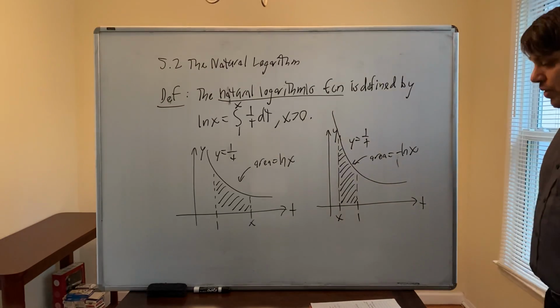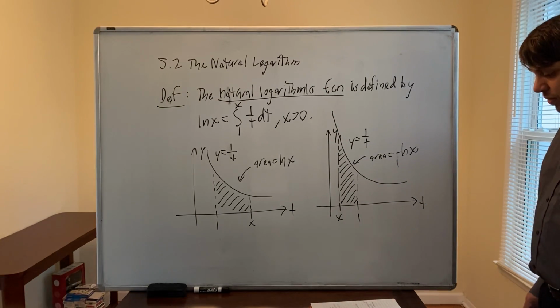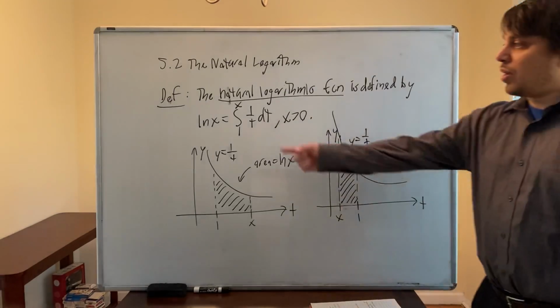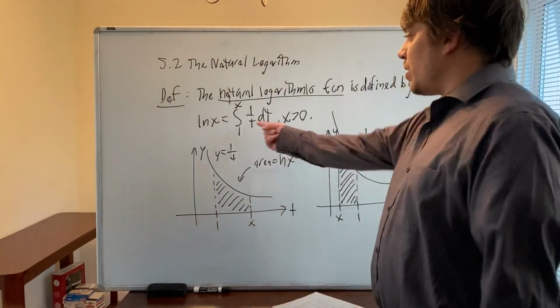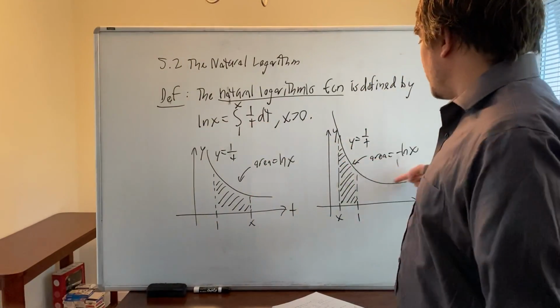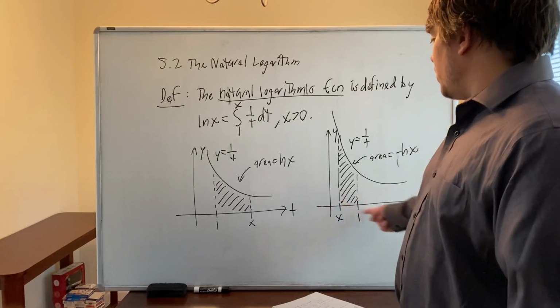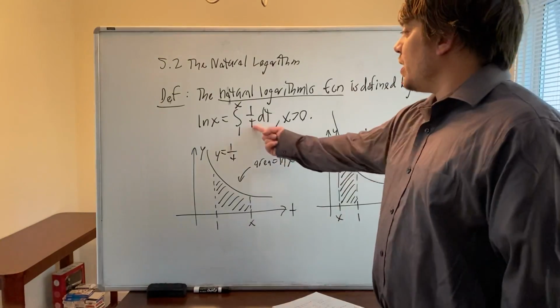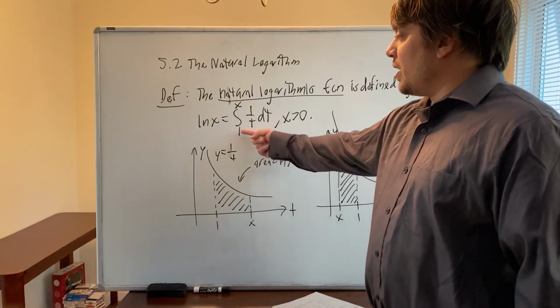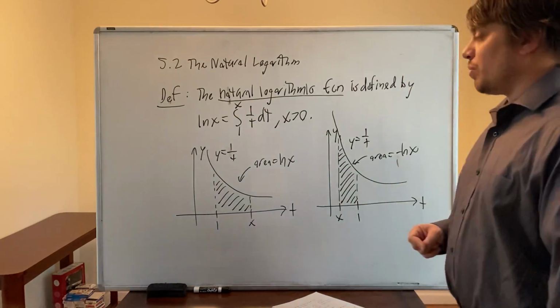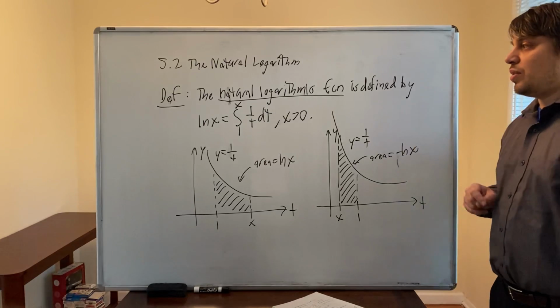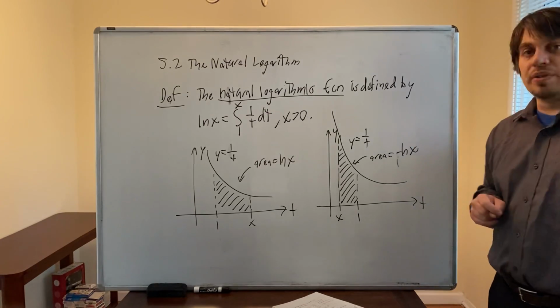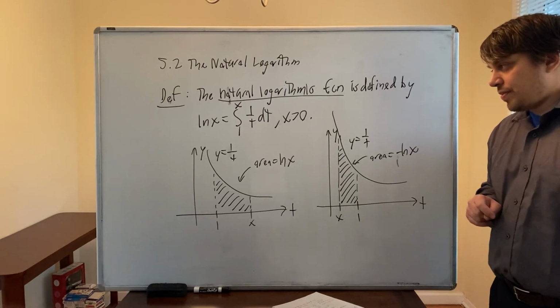So that's the definition of the logarithmic function. Okay, so this integral always exists because the integral of a continuous function always exists. 1 over t is continuous for t positive. So this is a continuous integrand function, and we're integrating it over this interval from 1 to x. And so you can always integrate over a continuous function. The integral always exists.